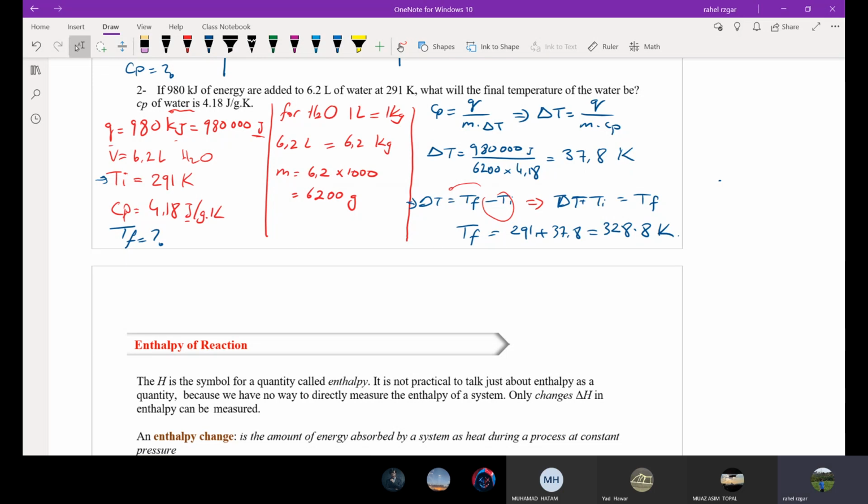And everyone, we can also convert T final to Celsius. This is Kelvin. All you have to do is T final equals 328.8 minus 273, which is 55.8 Celsius. Just in case they ask for it in Celsius, always be careful. Sometimes without saying, without being required in Celsius, one of the options will be in Celsius.